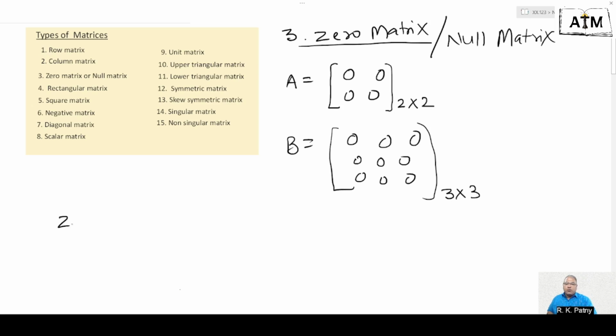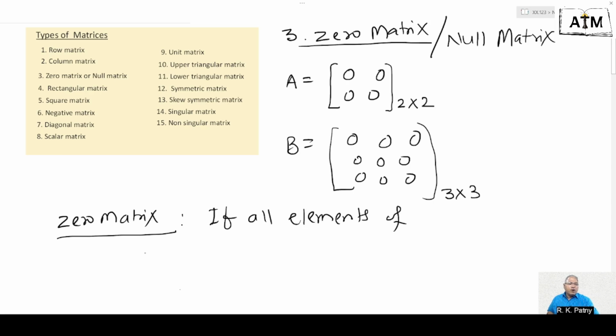So what is a zero matrix? If all elements of a matrix are 0, then it is called a zero matrix.